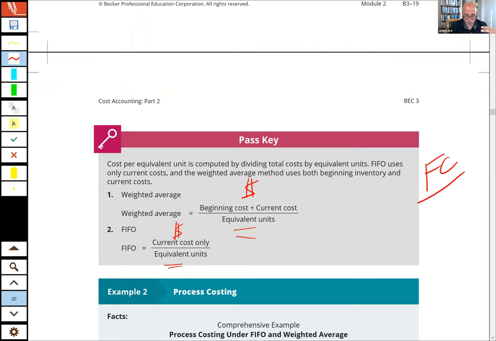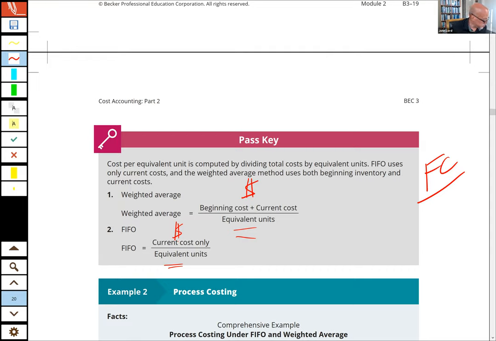What costs get added to work in process for the period? Product costs. Beautiful. Product cost, or we've also called those manufacturing costs, but it's the direct material, direct labor, and the applied overhead, right? Good. Divided by the equivalent units, we saw how to calculate that. For FIFO, since you're only giving yourself credit this period for the work you did this period, the numerator only picks up the current costs. Okay?